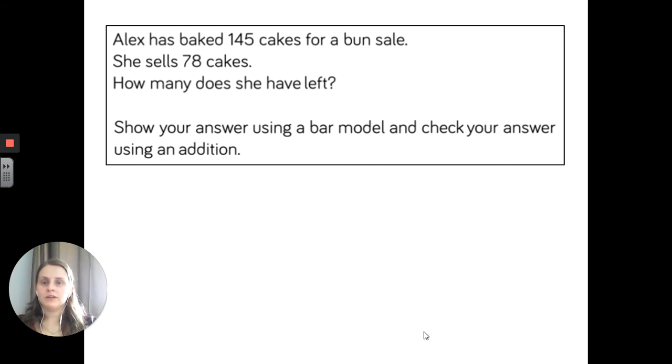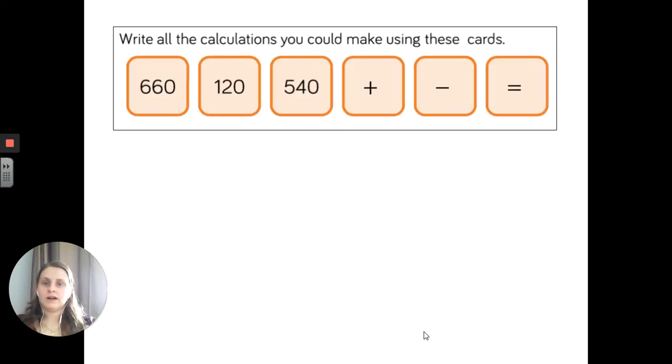Okay, so let's have a look. So she's baked 145 cakes and she sold 78. So you should have done 145 subtract 78. If you've done that, you'll have what she's got left. So your bar model should have had 145 on the top, at the full bar, then 78 and your answer next to it underneath. So write all the calculations you could make using these cards.